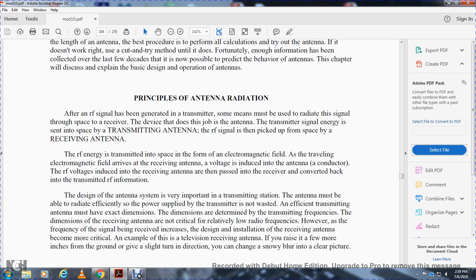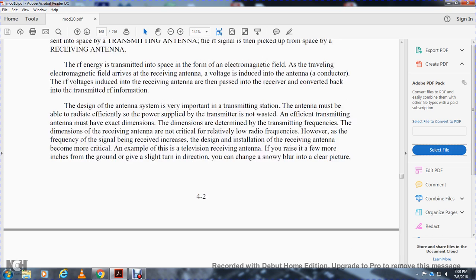An efficient transmitting antenna must have the exact dimensions. The dimensions are determined by the transmitting frequency. The dimensions of the receiving antenna are not critical for relatively low frequencies. However, as the frequency of the received signals increases, the design and installation of the receiving antenna becomes more critical. An example of this is the television receiving antenna. If you raise it a few inches off the ground or give it a slight change of direction, you can change a snowy blur into a clear picture.